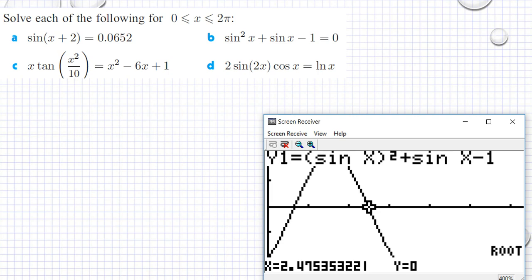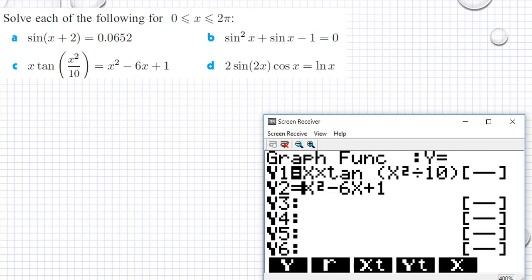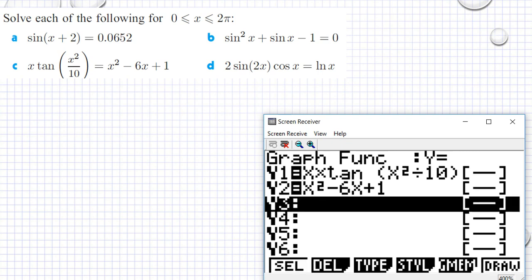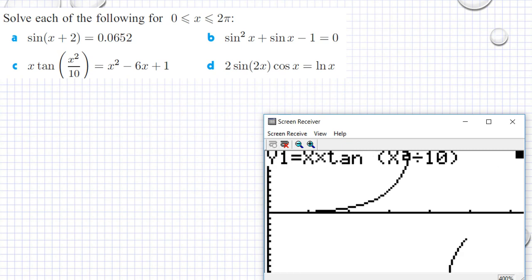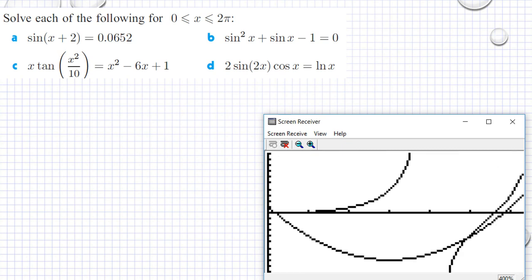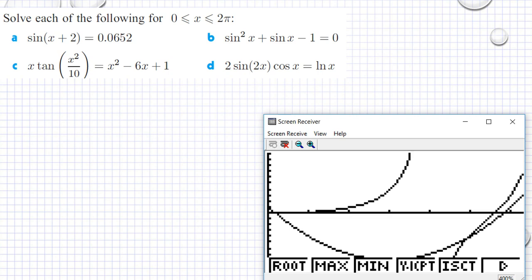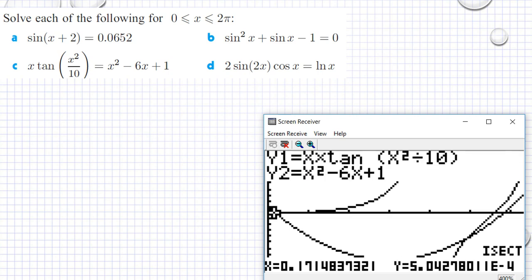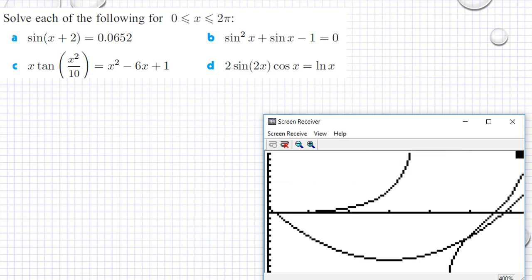Okay, for C, I will prepare once again. There you go: x times tangent of (x squared divided by 10) is equal to x squared minus 6x plus 1. If we graph that, it will look like this. We have two intersections there, as you can see. The first intersection will be 0.17 and the second intersection will be 4.92.